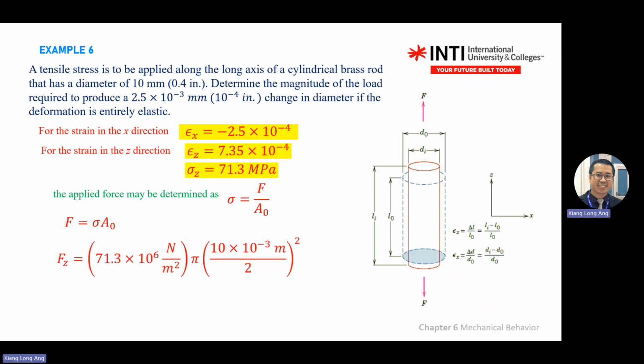So you have the stress in the z direction. Stress in z equals force divided by area. You rewrite it, moving the area to the other side. The stress you already calculated just now: stress in z is 71 megapascal, 10 power 6. Then pi d squared over 4 for the area. Press calculator, and F equals 5,600 Newton or 5.6 kilonewton. Make sense?